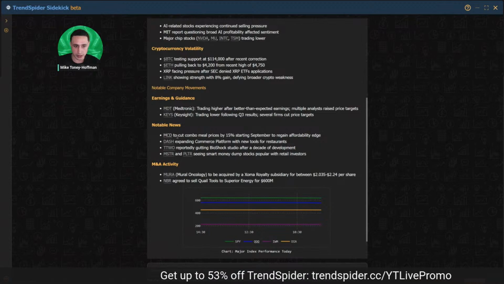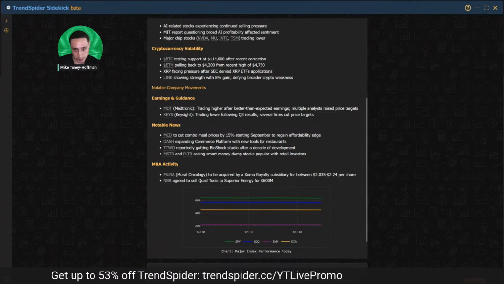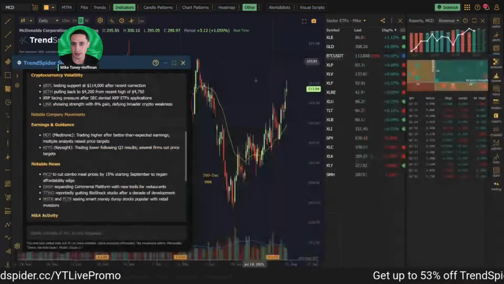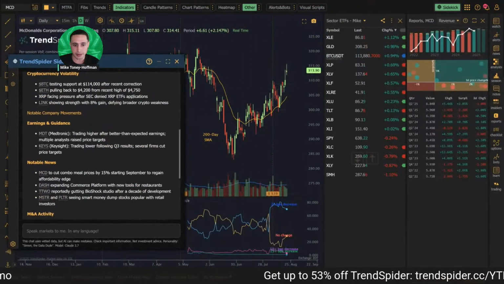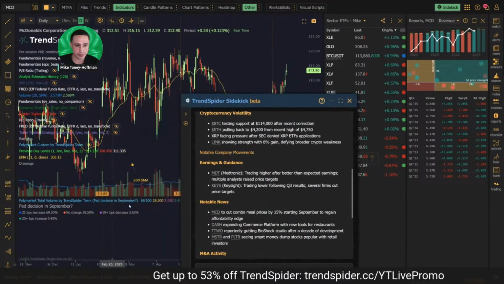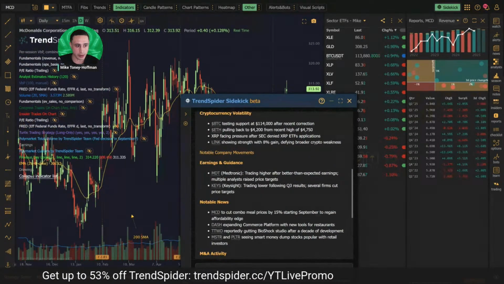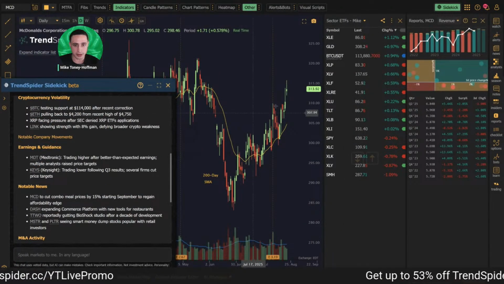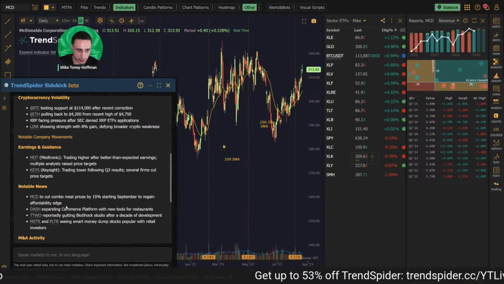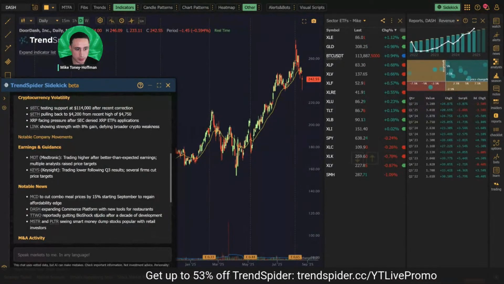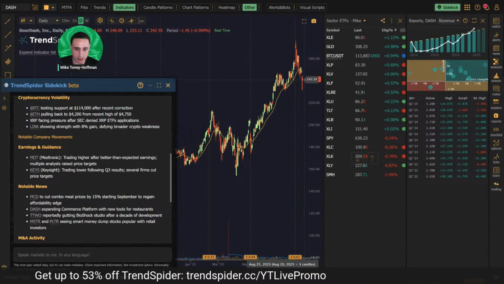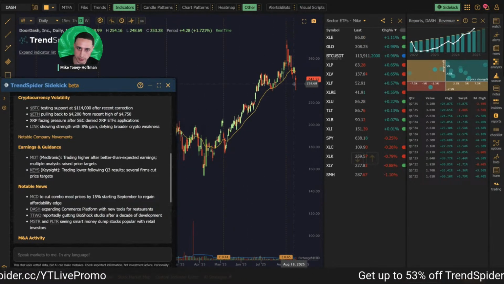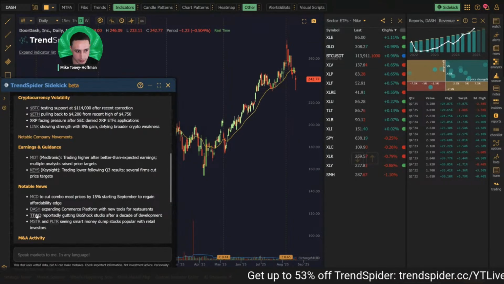Notable news, we got McDonald's to cut combo meal prices by 15%. Damn, okay. Let's check out McDonald's, let's see if that did anything to the stock. Because when you're on Sidekick, you can basically just click on all this stuff here and just have it pull up around your chart. So McDonald's, yeah, pulling up, doing really good, actually. DoorDash expanding commerce platform with new tools for restaurants. Not looking good on the day, though. They just recently had earnings. Great earnings, actually, but they're coming down from that breakout.